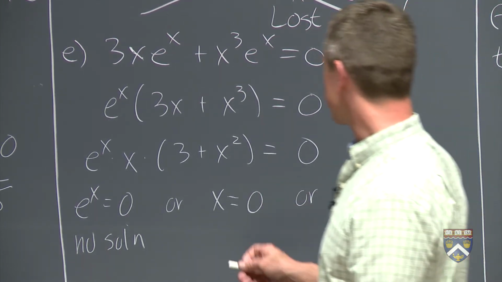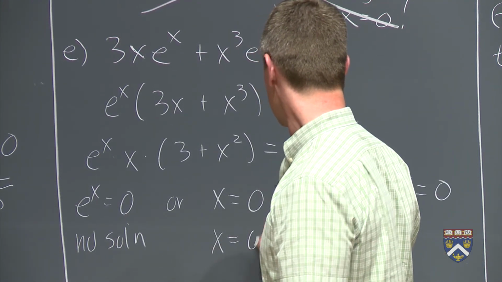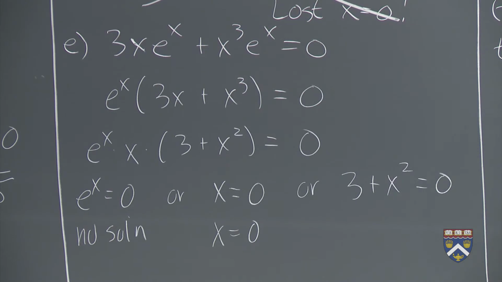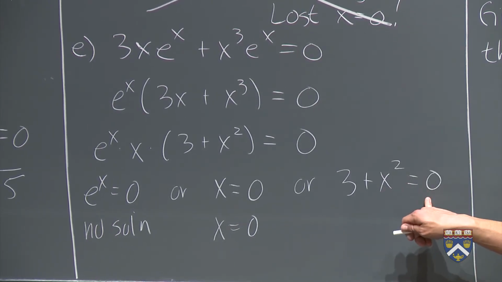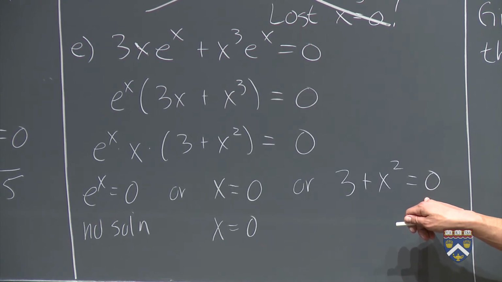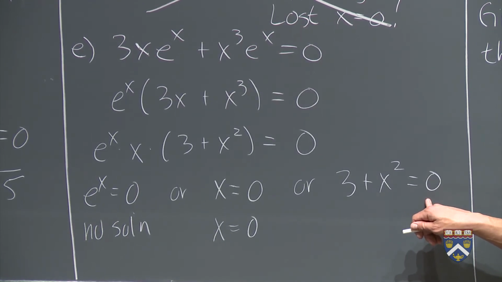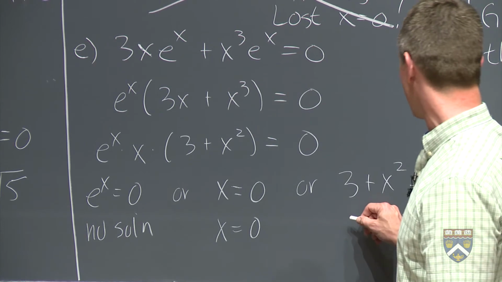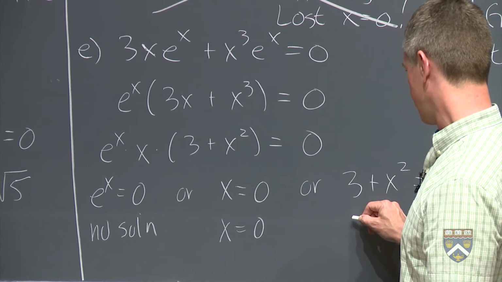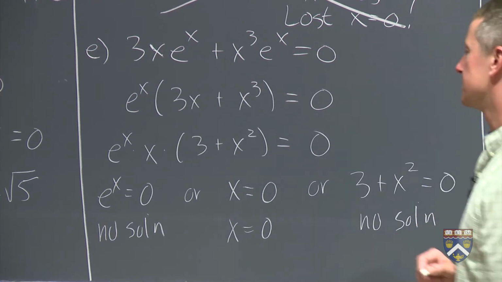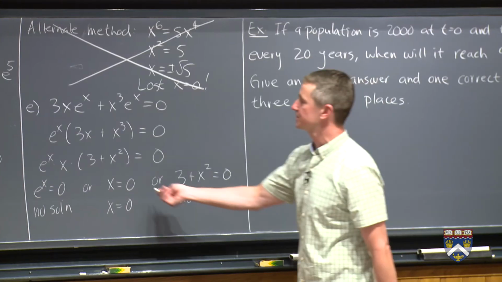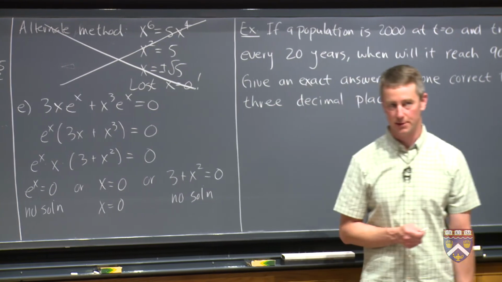Well, the solution to x equals 0 is, of course, x equals 0. And can 3 plus x squared ever be 0? If you tried to get the x squared by itself, that'd be saying x squared equals negative 3. And there's no real number that when you square it will give you a negative. And we're not going to work with imaginary numbers until a special treat the very last week. So this one also has no solution. So the only solution to this was x equals 0.